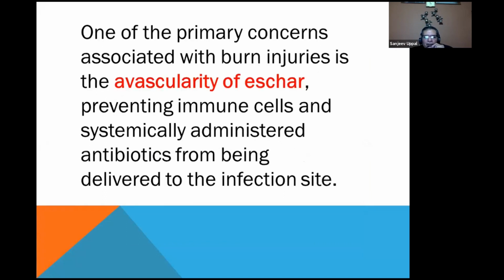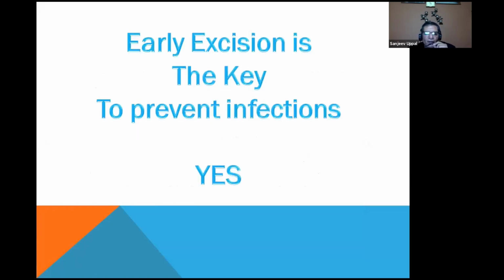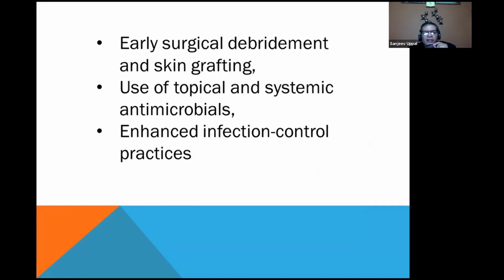One of the primary concerns associated with burn injuries is the avascularity of the scar, which prevents the immune cells and systemically administered antibiotics from being delivered to the infection site. So that is the major cause. And there is no question now whether early excision should be done or not. Early excision is the key to prevent infection, and that is an absolute yes. The early excision, debridement, and skin grafting should be done as soon as possible.